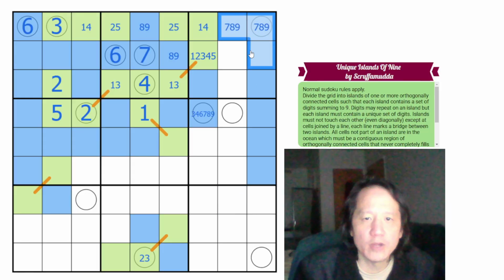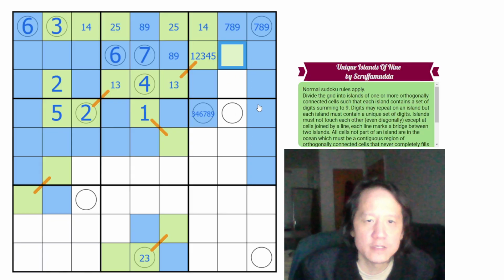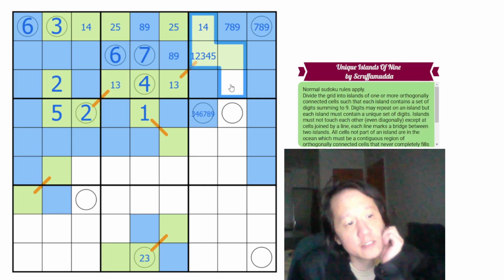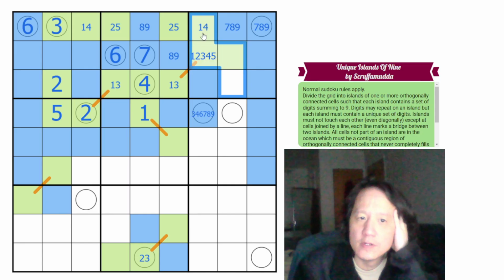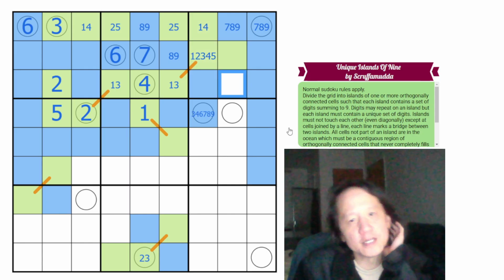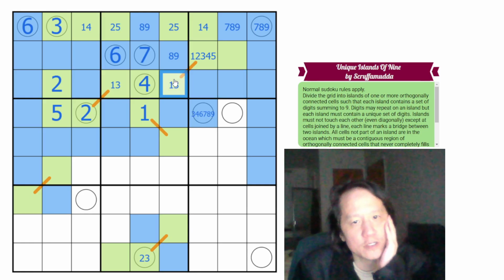Well, we know we have a 2 by 2 area that has 3 ocean cells in it, so therefore it must include an island cell. So this is an island. And you can never have 4 unique digits on an island by itself. Therefore, this cannot be an island, it must be ocean.